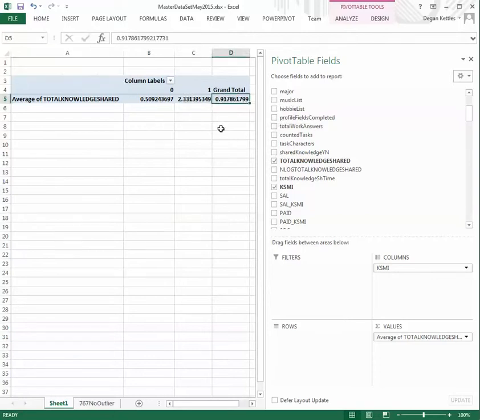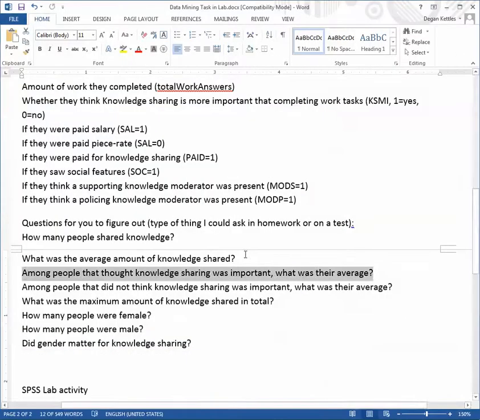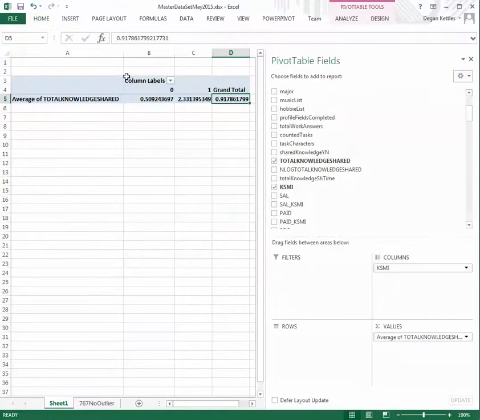So I've got the grand total average on the side, and this gives me some real good insight as I put people into two different categories. If I wanted to get real tricky, I could put a little count underneath each one as well, and that would tell me the total number of people that fell in each category, and that would be interesting too. But let's go see what the questions were. Among people that did not think knowledge sharing was important, what was their average? Well, we already got that. What was the maximum amount of knowledge shared in total? All right, let's go figure that one out.